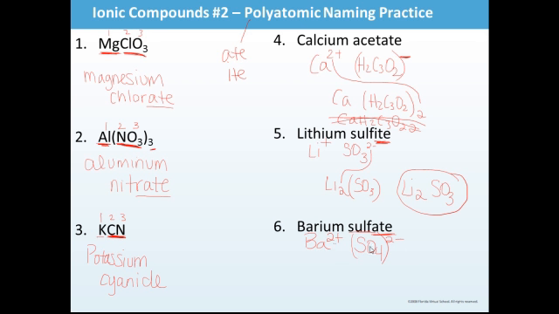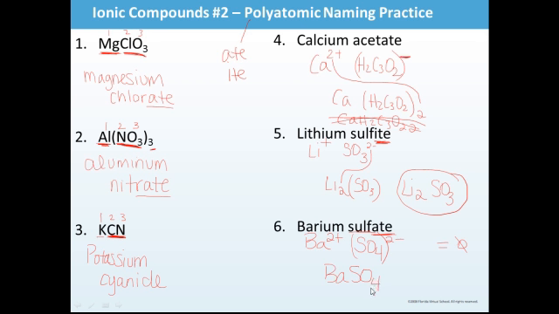Wow, plus 2 minus 2, 2 plus 2 negative, that already equals 0, doesn't it? Therefore, I only need one of each ion. Be careful, the SO4 is an ion. I have to keep it together.